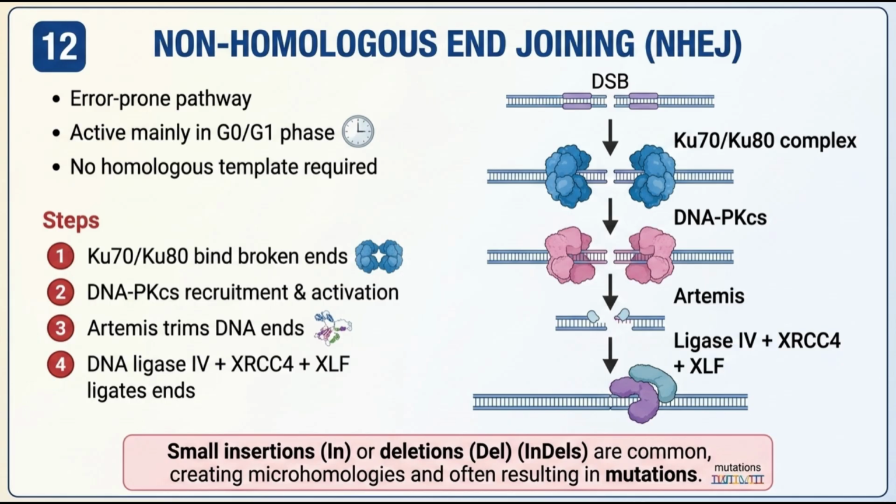The first proteins recognizing broken DNA ends are the Ku70 and Ku80 heterodimer. These proteins recruit and activate DNA-PKcs. Next, Artemis nuclease trims damaged DNA ends. Finally, DNA ligase 4 together with XRCC4 joins the DNA ends. Because no template is used, small insertions or deletions frequently occur. Therefore, NHEJ is considered an emergency repair pathway.